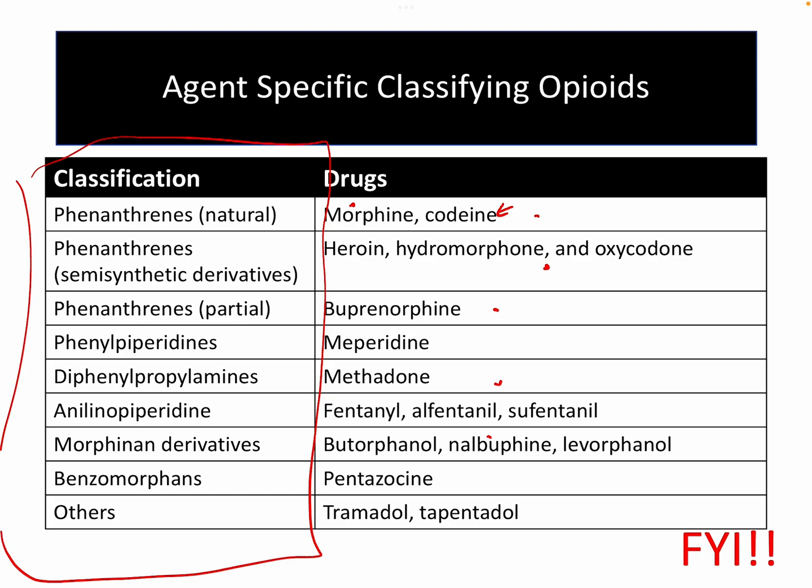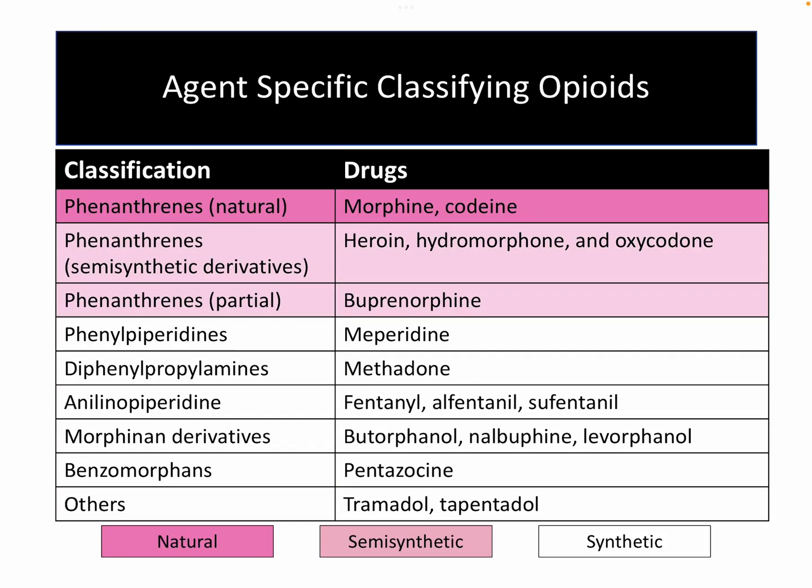The agents that are very similar or semi-synthetic include heroin, hydromorphone, and oxycodone. The partial mu opioid is buprenorphine, and so on and so forth. So let's talk about that a little bit. Your natural opioids are morphine and codeine. Remember, codeine is just a prodrug of morphine. Phenanthrenes, or heroin, hydromorphone, and oxycodone, are semi-synthetic along with buprenorphine. The rest of these agents are considered synthetic. The reason this might be useful is if somebody has a true opioid allergy, such as an allergy to morphine, using some of these other agents may be appropriate, including the synthetic agents.